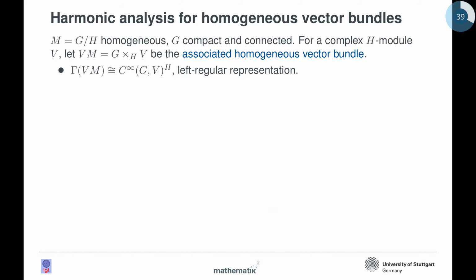Okay, so let's now enter the homogeneous setting. We have some homogeneous space, G mod H. We assume G to be compact and also connected.